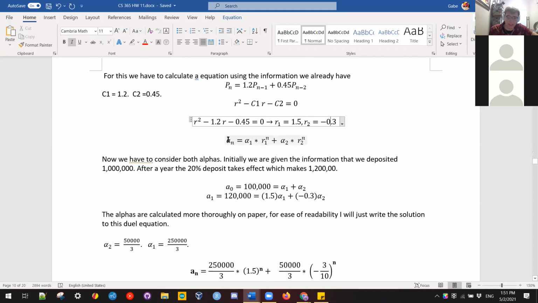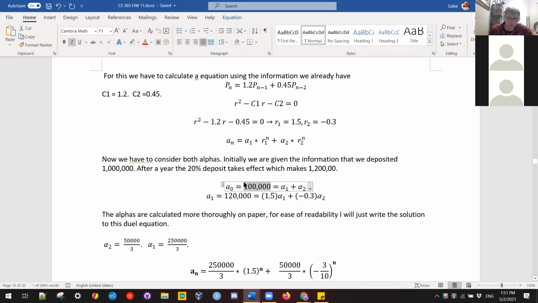And you have unique roots, so you're going to use this equation. You plug in 0, which you're just going to get your alpha 1 and alpha 2. And then you're plugging in 1, so you're going to get your r with your alpha 1 and your r with your alpha 2. So here, I got to explain these a little bit.